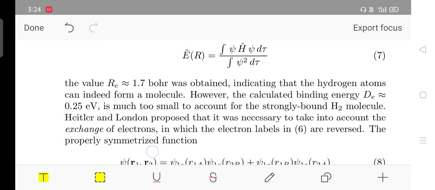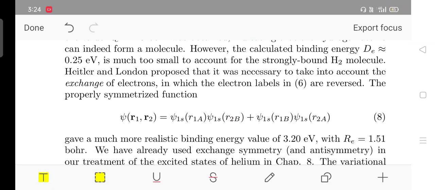The summary of this Heitler and London theory: the hydrogen molecule is made up of two atoms. Each atom consists of one nucleus and one electron. So finally there are four particles in the hydrogen molecule. He said that we now exchange the electrons. It's not molecules, exchange of electrons.